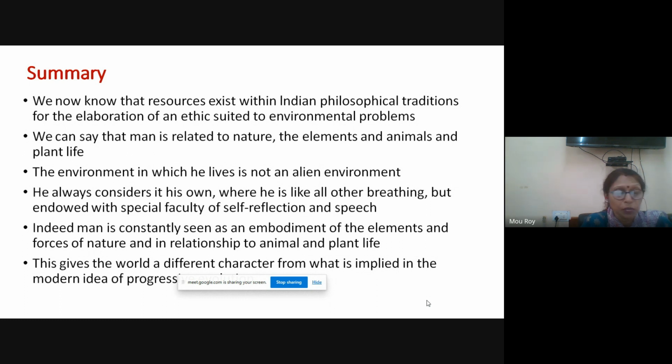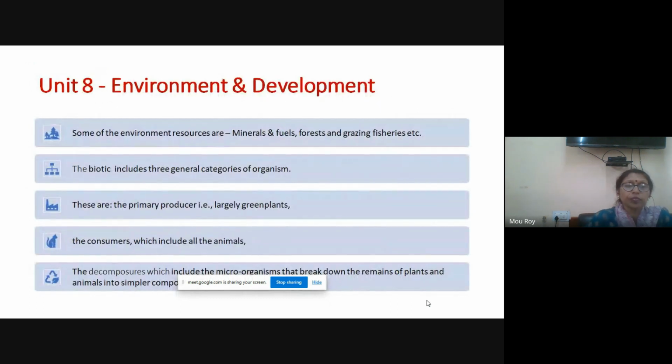So they also have an important role to play. Now, moving to environment and development. Some of the environmental resources are minerals, fuels, forests, and grazing fisheries. In unit 8 we'll be discussing these resources.